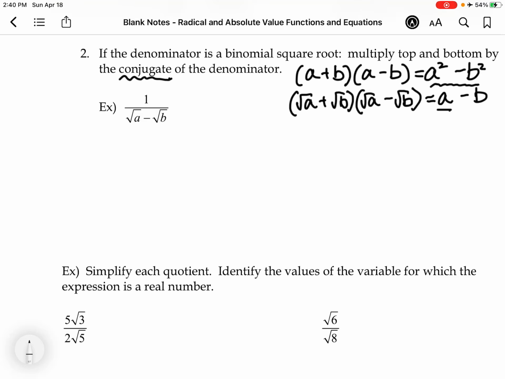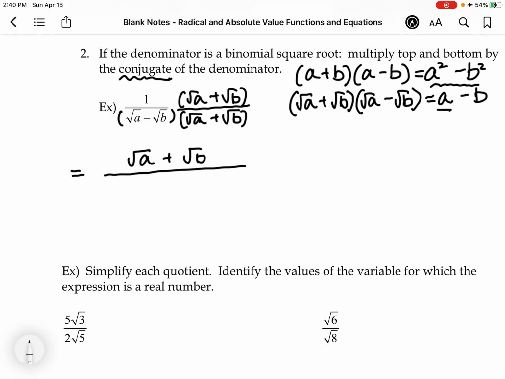Okay, so the conjugate of the square root of a minus the square root of b would be the square root of a plus the square root of b. And you want to multiply that by that over itself. Now when you multiply this out, in the numerator, you're just going to have the square root of a plus the square root of b, because you're just multiplying that by itself. In the denominator, if you expand that out, well, square root of a times the square root of a is just a. And then the next term is going to be the square root of a times the square root of b. That is the square root of a times b.